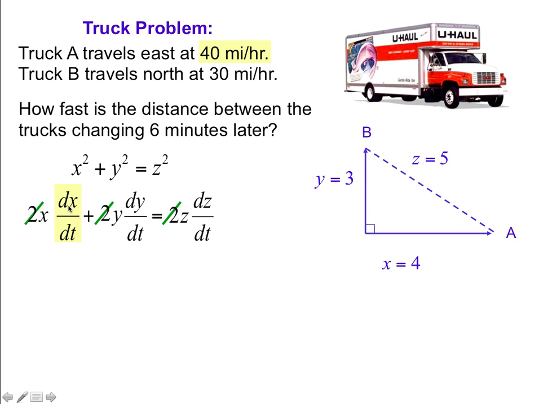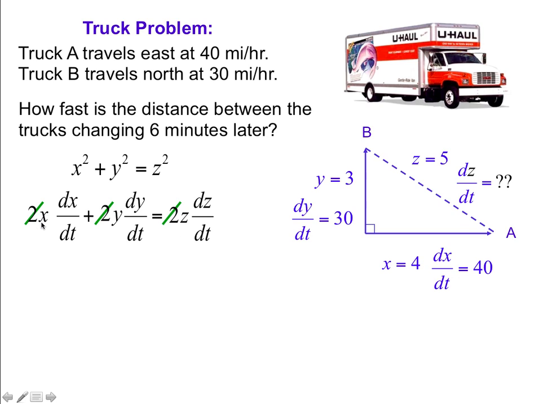So the rate of truck A is 40 miles per hour. So I'm going to label that on the drawing. Truck B, their rate is 30 miles per hour, so I'm going to put that on the drawing. And we're being asked to find the rate of change of this distance on the hypotenuse between the trucks. So this gives us all the information we need to put into the expression here.